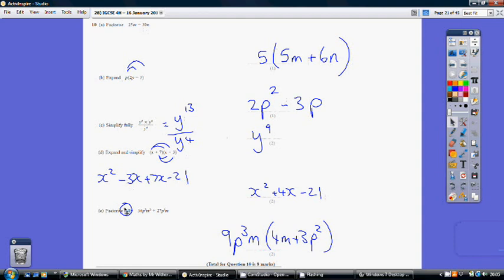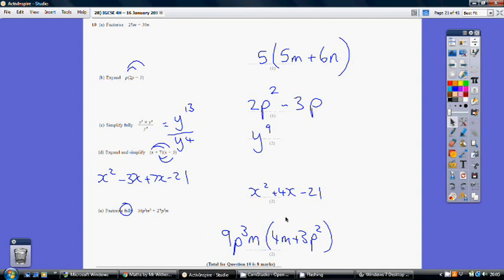Now for part E, factorise fully. So we're going to be taking more than one thing outside the bracket. So let's work our way along. Let's look at the numbers. The highest common factor of 36 and 27 is 9. The highest common factor of p cubed and p to the power of 5 is p cubed. And the highest common factor of m squared and m is m.